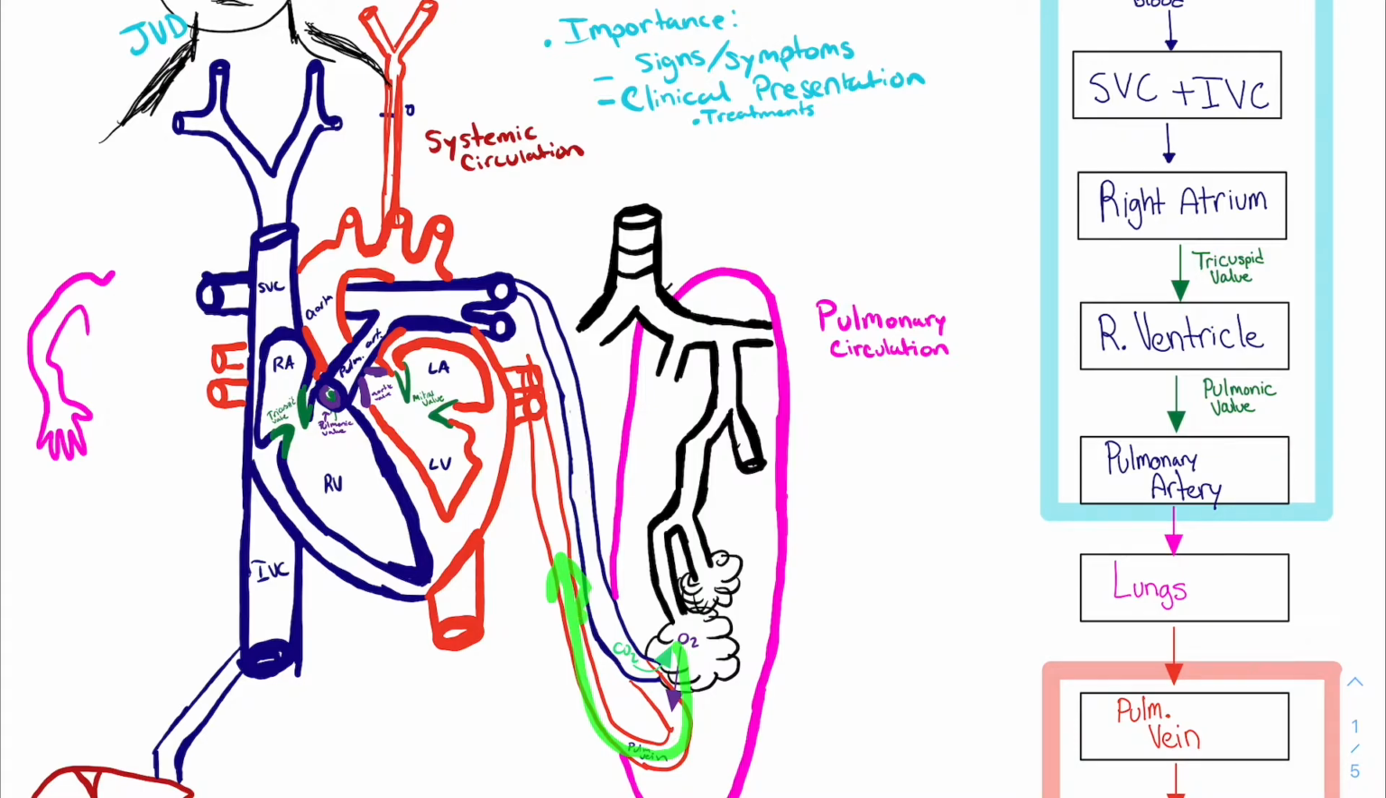So now that we've got that blood oxygenated, we're going back to the heart via the pulmonary vein. Remember, vein is towards, arteries away. So now we're in the pulmonary vein. We're going back to the heart. That pulmonary vein is going to drain into the left atrium. So the pulmonary vein drains into the left atrium.